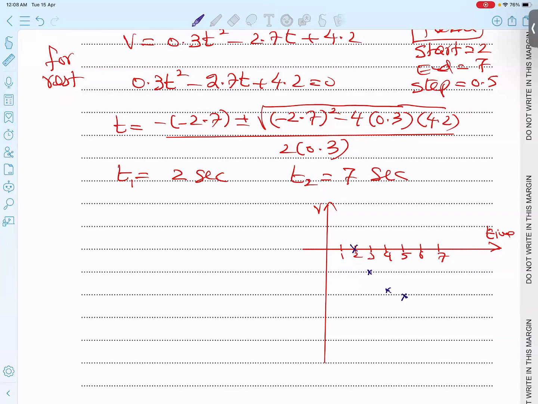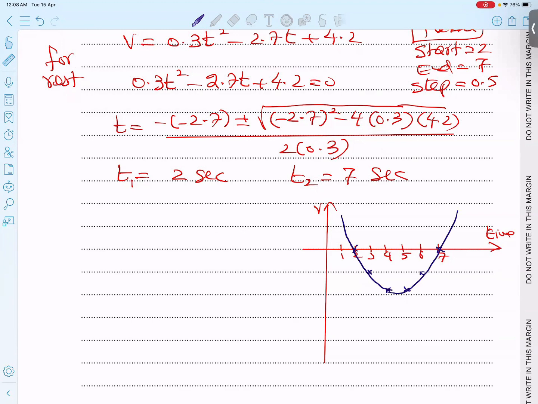I think 4.5 is the lowest, and then at 5 it is turning back. It means at 4.5 we have the least value, and then it becomes 0 at 7. At 6 we have some value. So actually, if we check the graph, students, the graph is a parabolic curve like this.